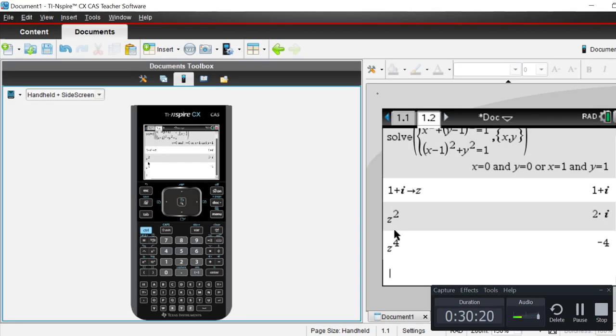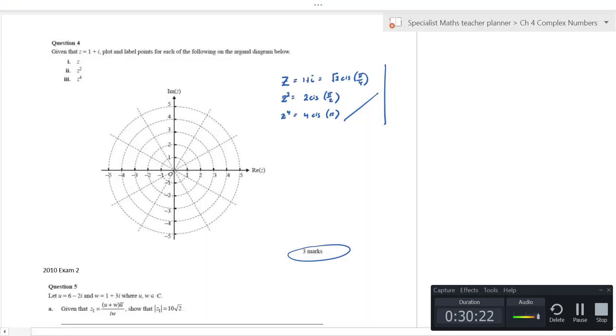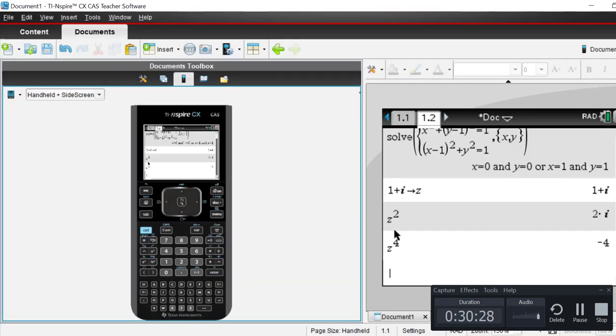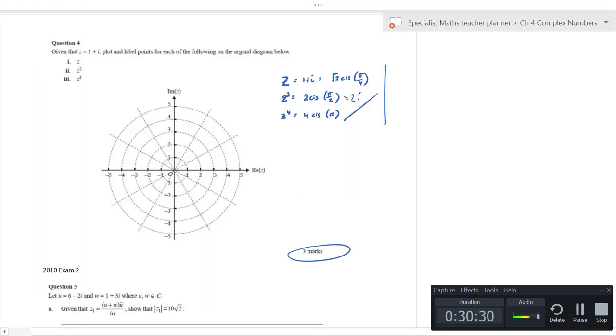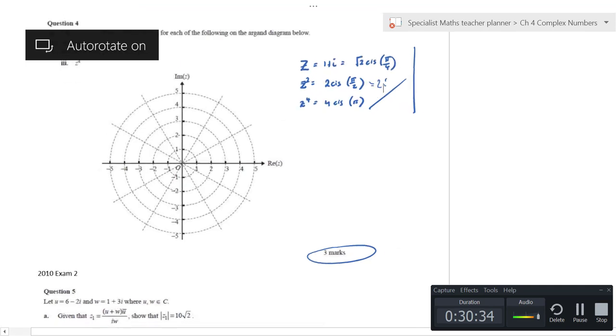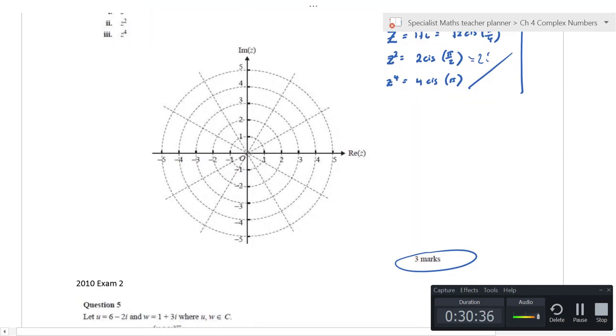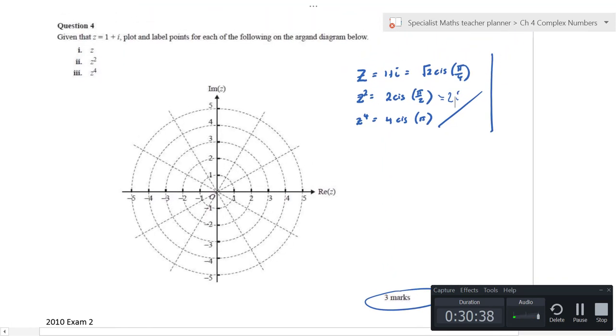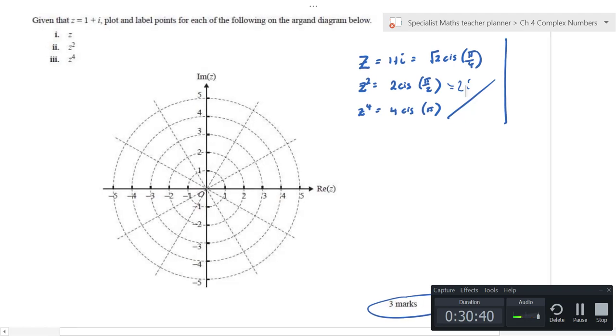Z squared is 2 cis of pi on 2, which is 2i, and of course we know where 1 plus i is. So yeah, you could have done it, but what would have been faster? That's the question. Well, if knowledge is at your fingertips, you wouldn't be wasting your time in your calculator. But you can do it. I've just shown you how to do it.